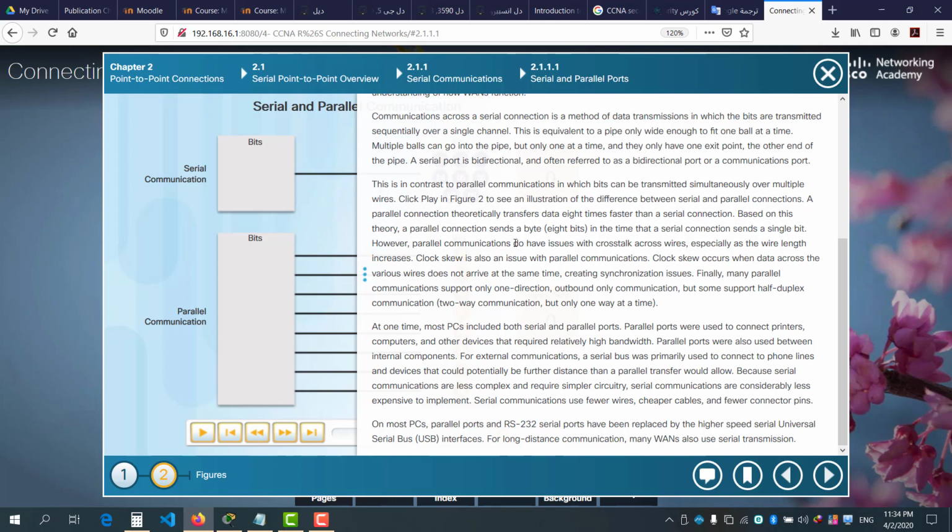Crosstalk means that if you have two adjacent wires, and I transfer a voice signal in the first one, there is a big probability that the second, adjacent wire can carry this signal also. Okay, I'll illustrate in Arabic.